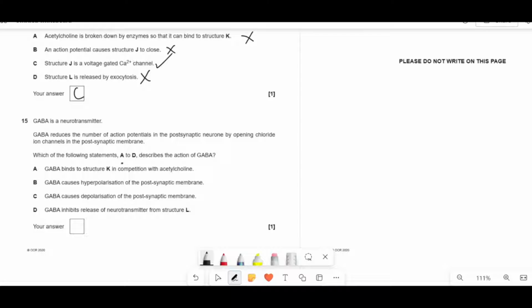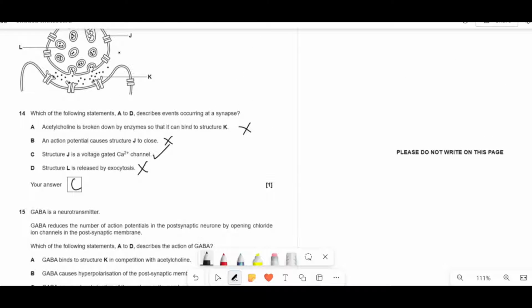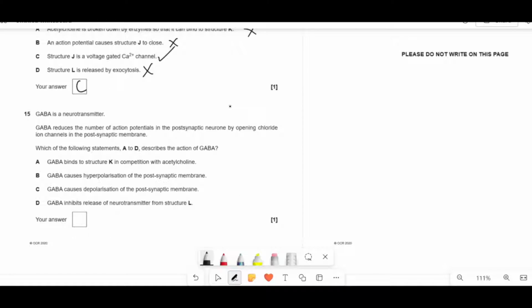So it says, which of the following statements, A to D, describes the action of GABA? So it has told you that you're putting Cl minuses in here. So if you've got Cl minuses in here, what you're doing is making the membrane potential even lower, more negative, so you're hyperpolarizing it, meaning that you're going to need more Na plus to depolarize it. So it says GABA binds to structure K in competition with acetylcholine. No, it does not. It's literally told you it just does not do that.